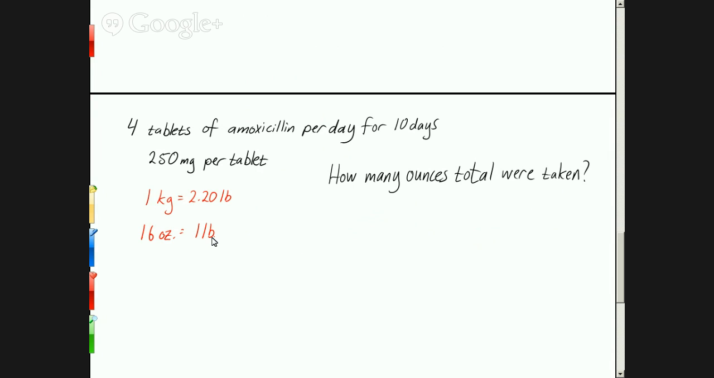Because that's how we are going to be able to convert milligrams to ounces. So there's no milligram to ounce conversion. We've got milligrams, kilograms, pound, ounce. So it's a few steps there. So this one gets a little trickier. Help each other out on this one. I'm not just going to tell you how to do it.